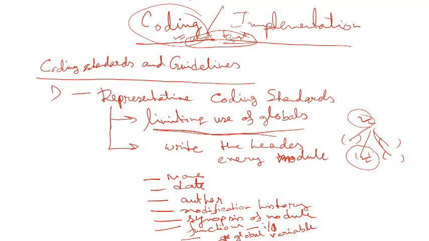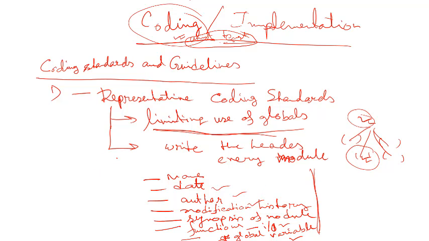And these are some important ideas which you should follow to prepare the header of each and every module. If you write this, then you can easily find out which module has which purpose, who created it, when it was created, what modifications have been made to this module, and which global variables and functions are accessed by this module.